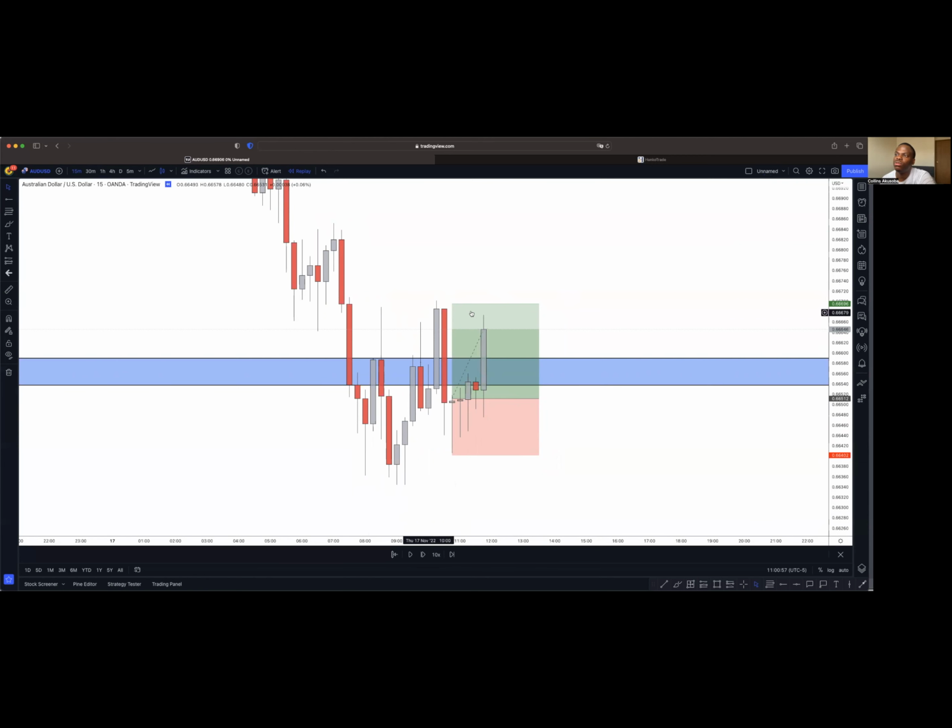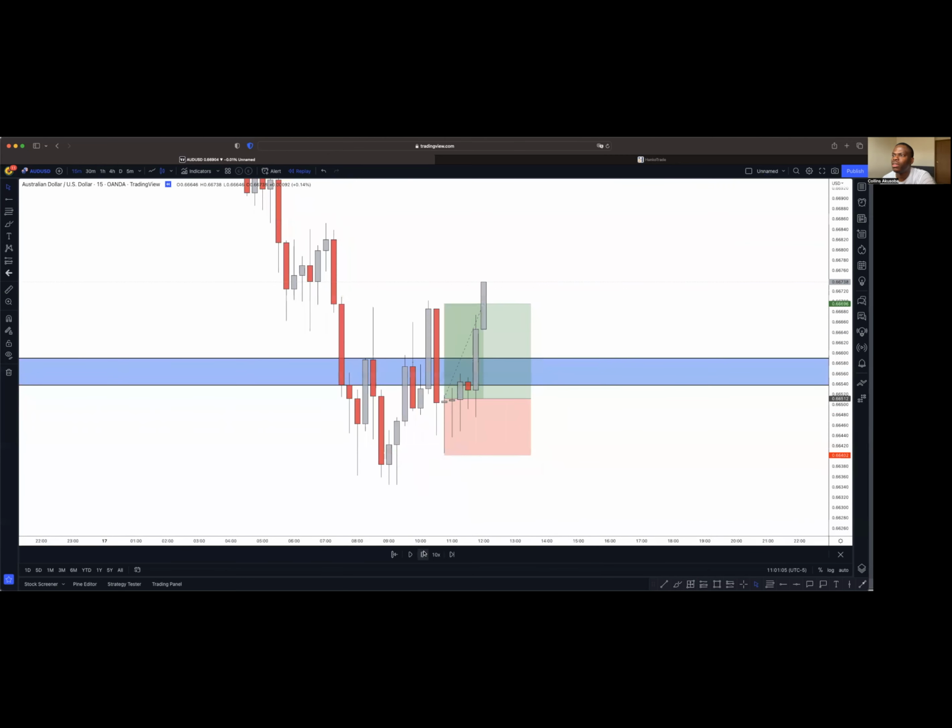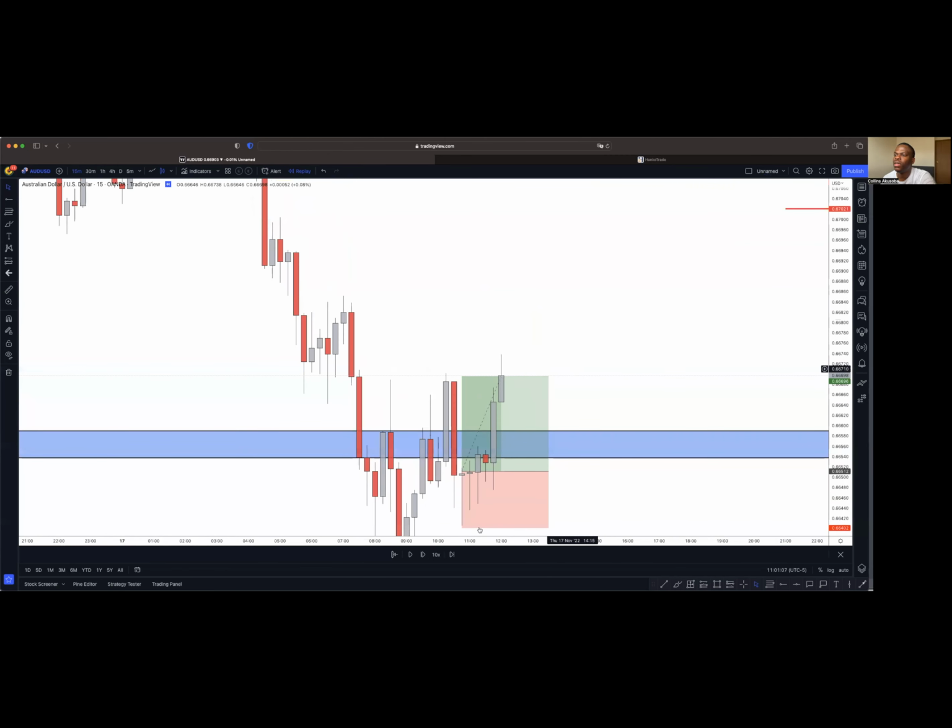I didn't wait for price to hit my TP because I think I was about to go. This was around 11:45 a.m. So I just closed out. And you know what price did? Price just kept going up.